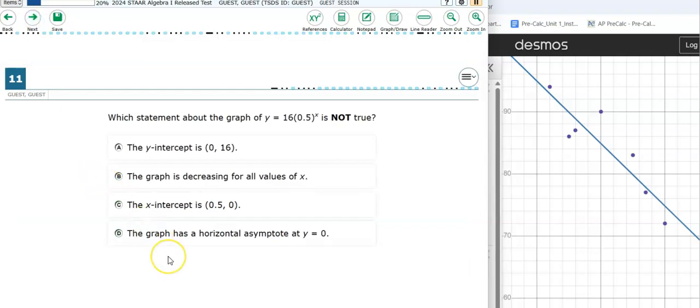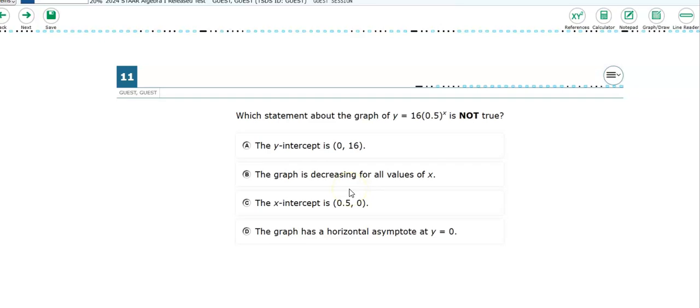All right. Which statement about the graph is not true? Okay, so we have a y-intercept of 16. That's what that is, so it's not A. 0.5 means we're decreasing by 50%, actually. The graph is decreasing for all values of x. That is actually true. All right, so the correct answer, the graph has a horizontal asymptote at y equals 0.